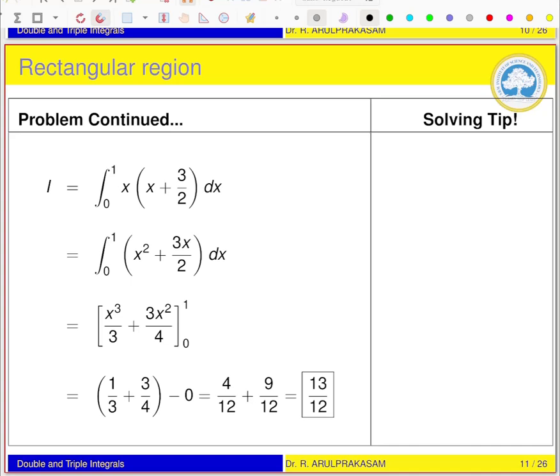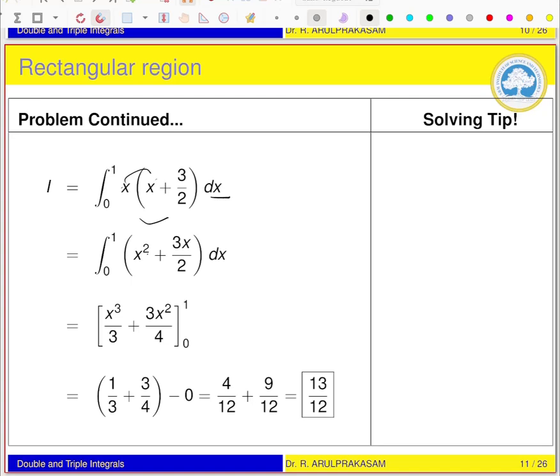So I can multiply x into x square, and 3 by 2 into x gives 3x divided by 2. So the inner integration with respect to y is over. The resultant function is x cube plus 3x by 2. This I have to integrate with respect to x. What is the x variable limit? 0 to 1.